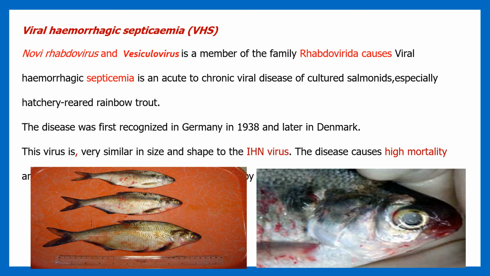Another important viral infection is VHS, viral hemorrhagic septicemia. Again, this disease is caused by the Rhabdoviridae family, genus Novirhabdovirus, and causes acute and chronic viral disease. Generally, it has been reported from rainbow trouts and salmons. This disease was first recognized in Germany in 1938, so it is the oldest disease, and later in Denmark. The virus is very similar in size and shape to the IHN virus. The disease causes high mortality in fishes. Here you can see in the picture viral hemorrhages, that is VHS, all over the body.